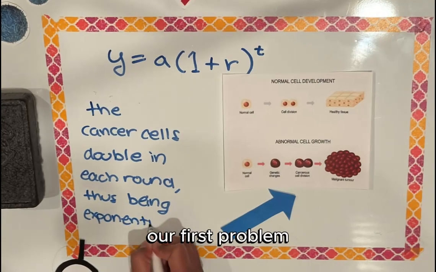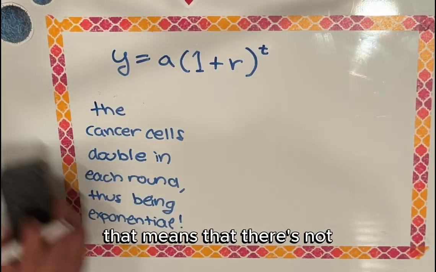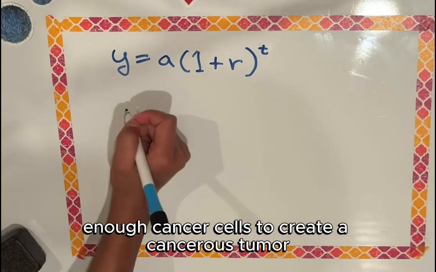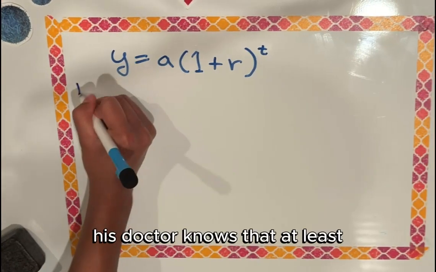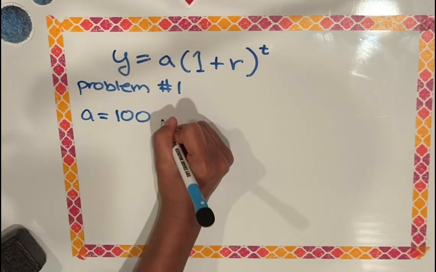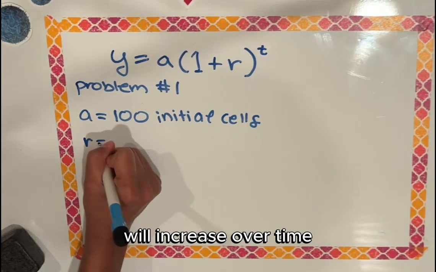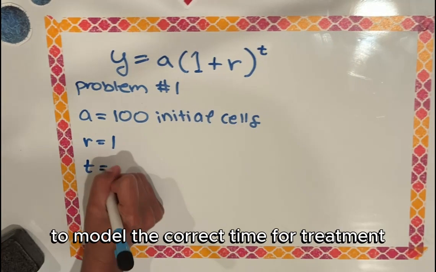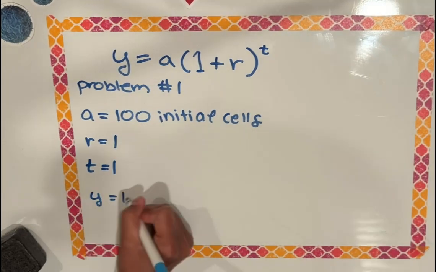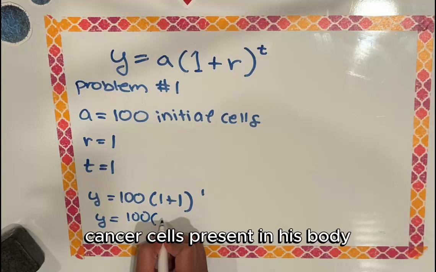Now let's begin our first problem. A patient is diagnosed with stage 0 blood cancer. That means that there's not enough cancer cells to create a cancerous tumor. His doctor knows that at least millions of cells must be present for a tumor to form. However, she wants to know how her patient's cancerous cells will increase over time to model the correct time for treatment. Currently, the patient has around 100 cancer cells present in his body.